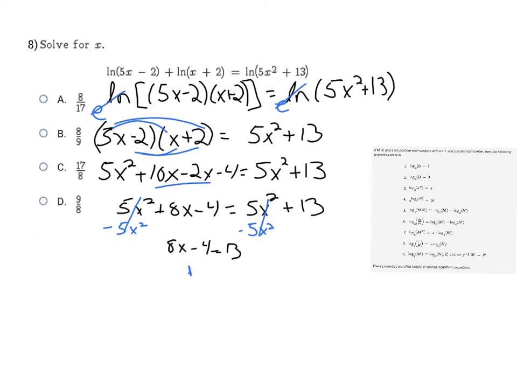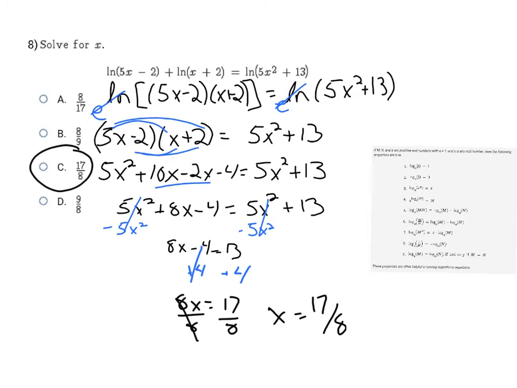So next I'm going to add 4 to both sides. And these 4's cancel, and I'm left with 8x equals 17. I'm going to divide 8 from both sides. These 8's cancel, and I'm left with x equals 17 over 8, which is letter C, and that's my final answer.